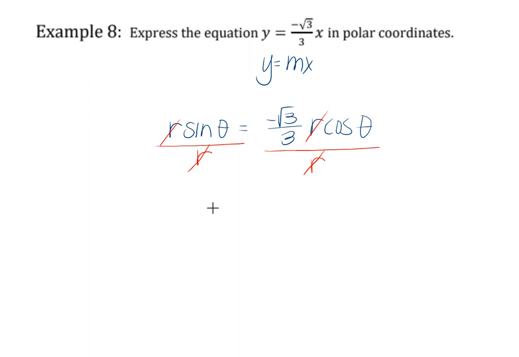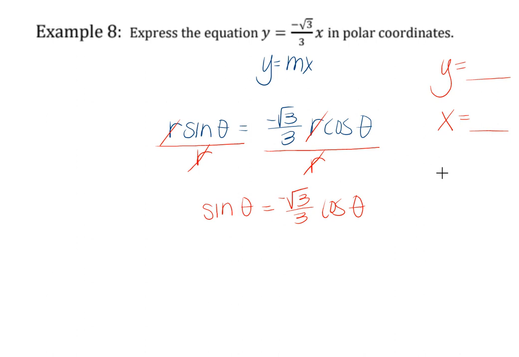So this seems a little bit different, and I'll walk you through what we need to do. But now we have the sine of theta equals negative root 3 over 3 times the cosine of theta. Well, I want you to think about when you are in rectangular coordinates, if y goes away, because we're very used to having y equals something, if there's no y in the formula, then we end up solving for x, and we end up with x equals something.